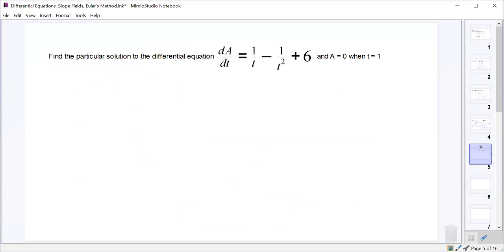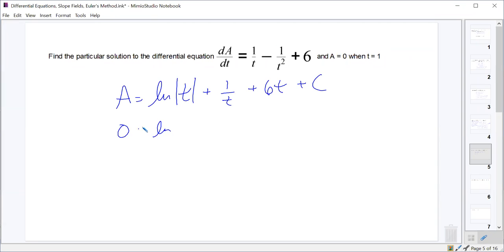All right, you guys do this one on your own real quick. I'll give you 1 minute. Ready, go. So we integrated to get a equals natural log absolute value t, and then negative t to the negative 2 became a positive 1 over t, plus 6t plus your constant. And when a was 0, t was 1. So our constant was negative 7.